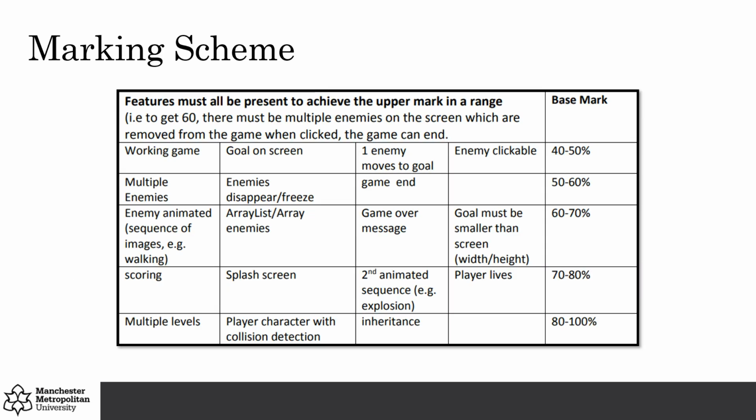Just to remind you about the marking scheme. This is the marking scheme for the assignment, and if you look at each of these rows, each of these rows corresponds to a base mark. What this means is, let's say for example you want to get 100%, not only do you have to incorporate inheritance and play a character with collision detection on multiple levels, you also have to include everything else before that. So you need to work up in a linear fashion.